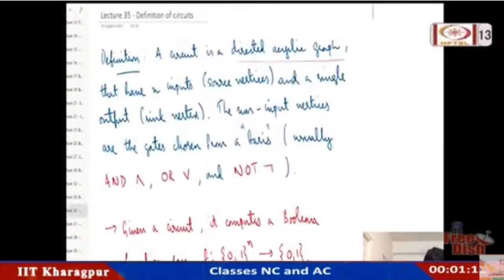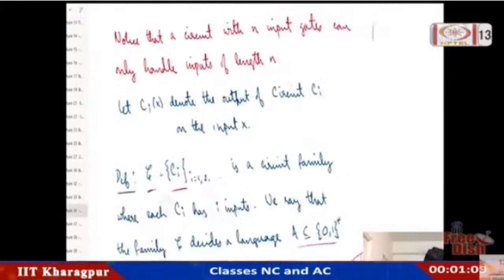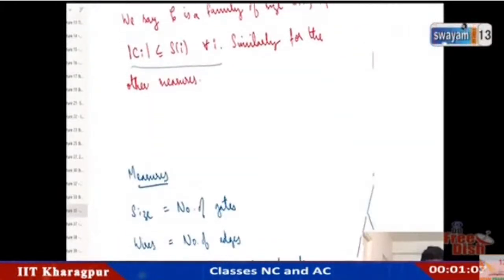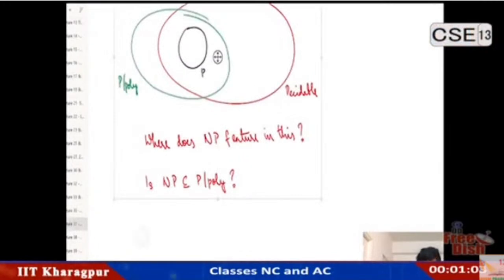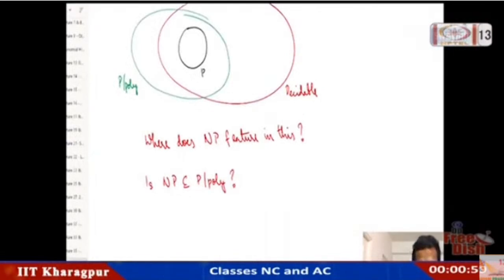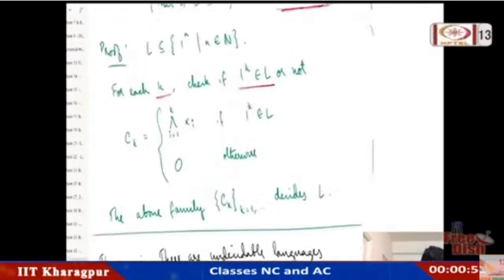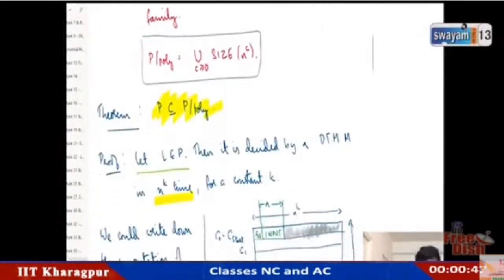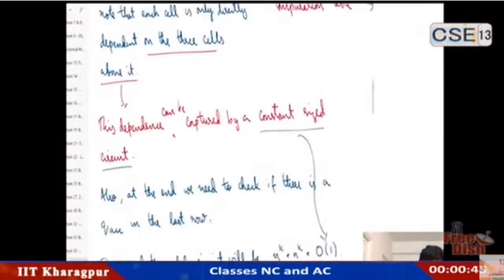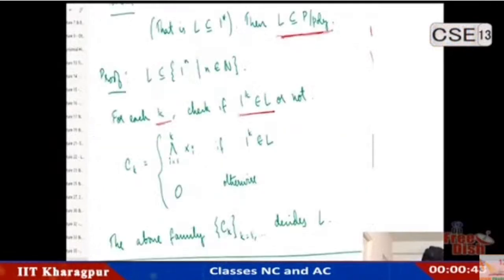Just to summarize week 7, we saw definitions of circuits. We saw that most functions can be computed by exponential size circuits, and in fact most functions require exponential size circuits, right? And then we saw the class P/poly, and what that is capable of. We saw P is contained in P/poly, but they are not quite the same.